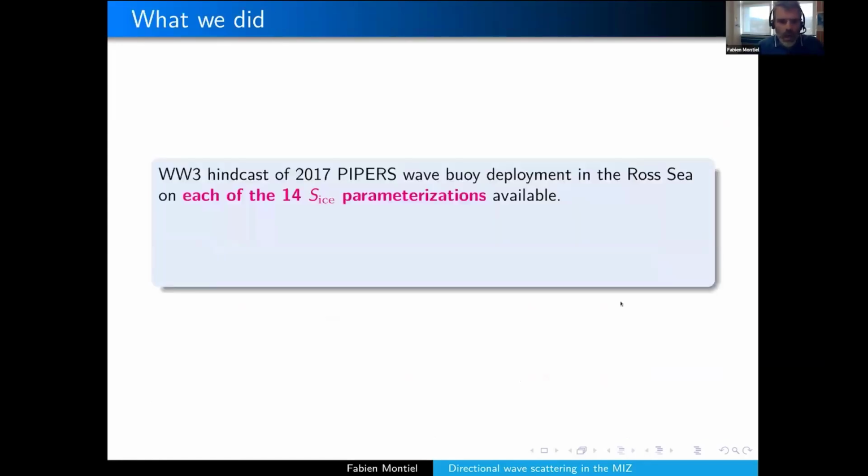All right. And so what we did here is something very similar, but instead of just picking and choosing a few of the available parameterizations, we picked all of them. So we ran hindcasts here for all 14 parameterizations of the SI source term here. And we did that for the 2017 Piper's wave deployment in the Ross Sea. And our goal was essentially to compare the performance and identify consistent biases in WaveWatch generated data.